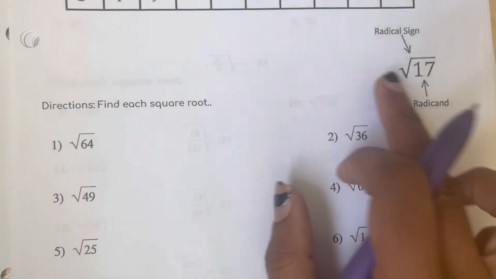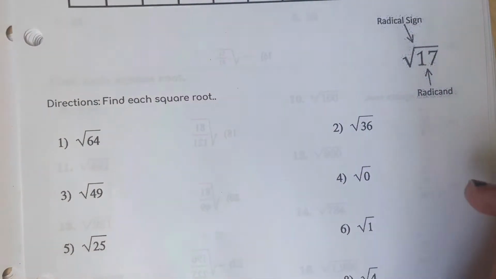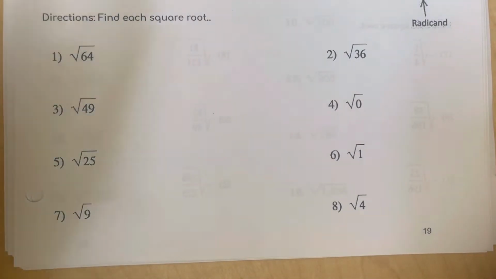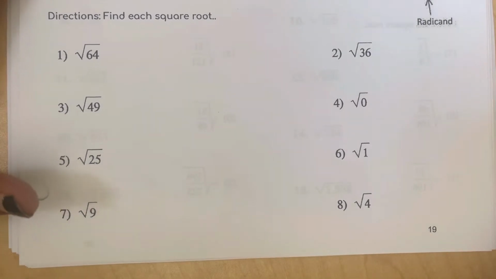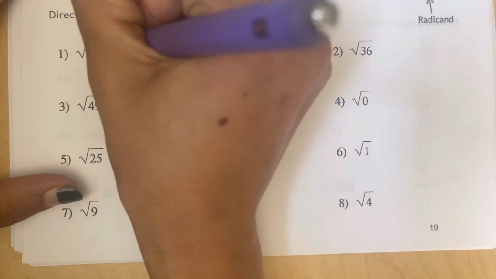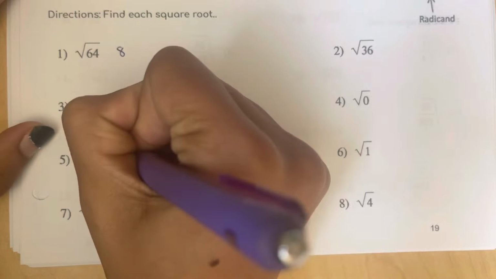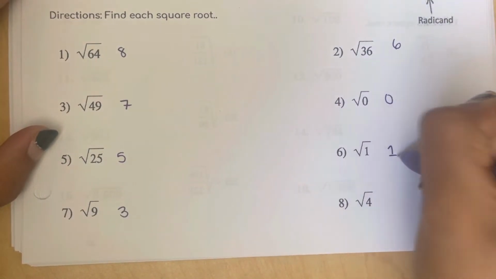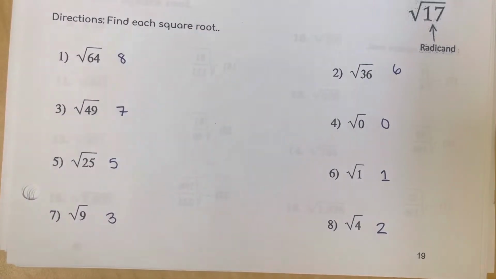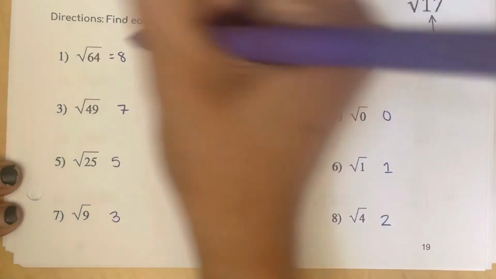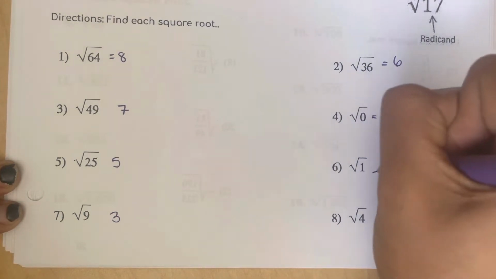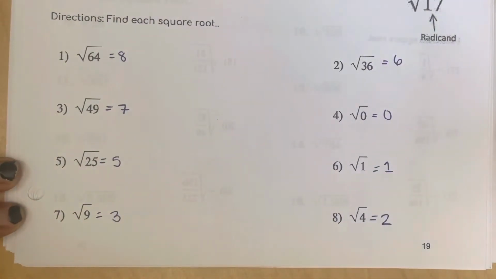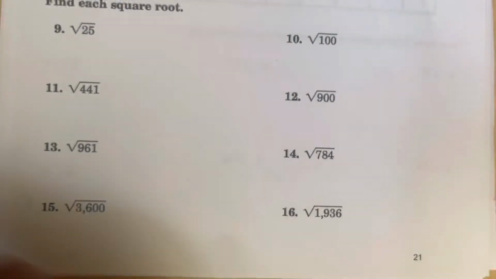This is a radical sign, and the number under it is called the radicand, but you don't really need to know that. All right, pause this video and simplify 1 through 8. All right, hopefully these are the numbers you got. All right, turning to the next page.